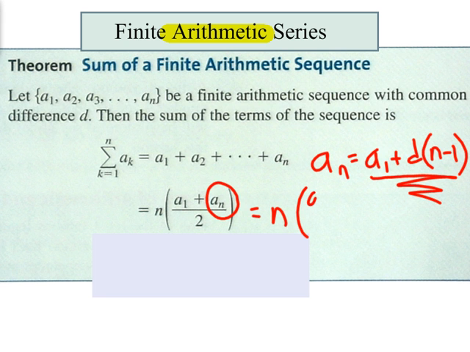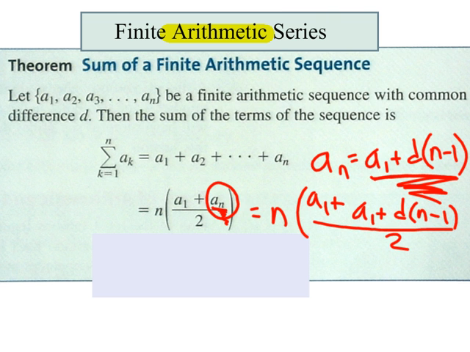But if you take this formula and substitute it in for this a sub n here, you would get n times a sub 1 plus, now again, here's where I'm going to substitute. Instead of a sub n, I'll write this formula over here, a sub 1 plus d times n minus 1. And let's see, it's all over 2. The book chose to put that over 2 here, just like I did.